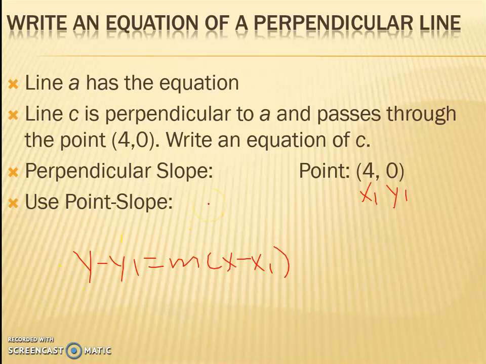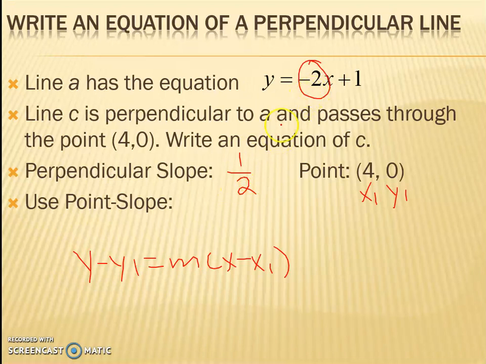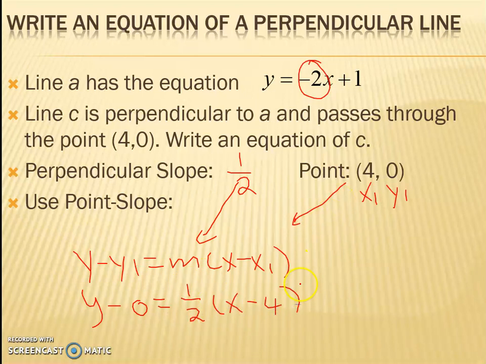The slope for this equation is negative 2, so the perpendicular slope will be positive 1 over 2. You need to flip it and change the sign. So this is going to be your m. This is going to be your point. So I'm going to write y minus y1, which is 0, equals m, which is 1 over 2, times x minus 4. And this is your point slope form.